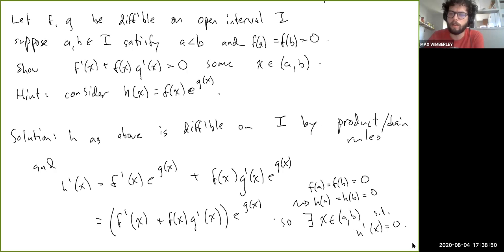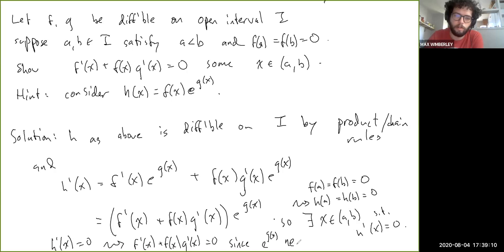All right. So if h prime of x is 0 for this value of x, then that just tells us that f prime of x plus f of x g prime of x equals 0, since e to the g of x is never 0. Right? So there you go. Any questions about that? This one's relatively straightforward.